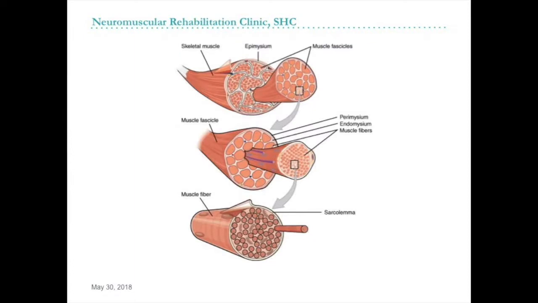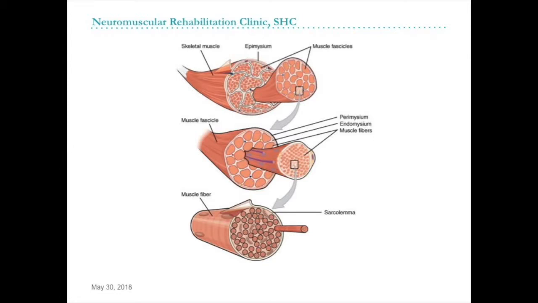So how does a muscle work? In terms of the anatomy of a muscle, we can see at this end here, this would be a tendon attaching to the bone at one end, and at the other end there would be, again, a tendon or connective tissue attaching to another part of the bone.